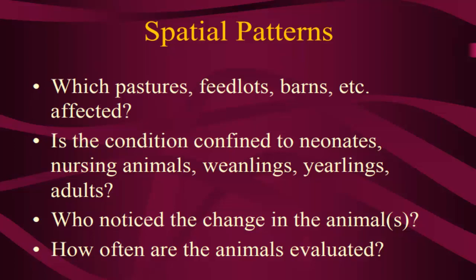Spatial patterns: which pastures, feedlots, barns, etc. are affected? Is the condition confined to neonates, nursing animals, weanlings, yearlings, or adults? Who noticed the change in the animals? How often are the animals evaluated?